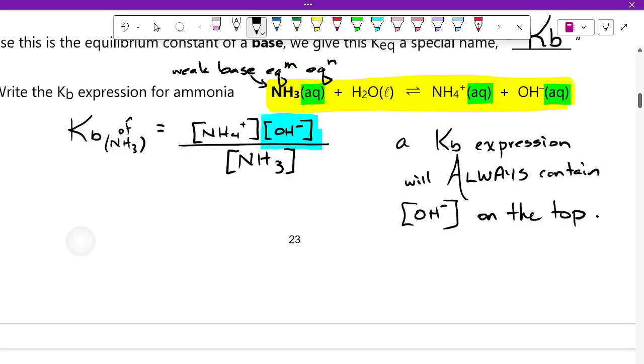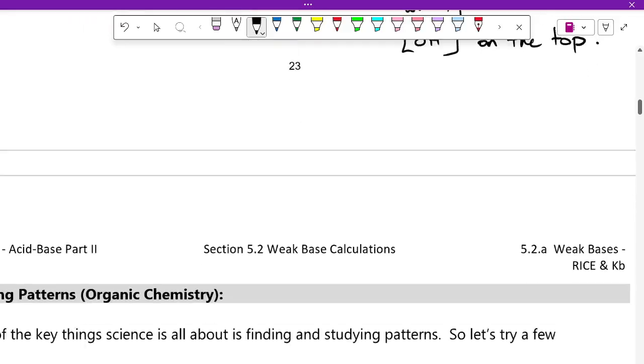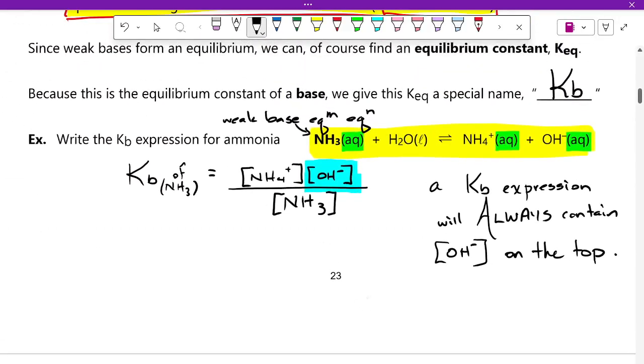Any other questions? We're good? Okay. There are so many K's. How do you know which one to use? When it's an acid, use Ka. When it's a base, use Kb. When it's a low solubility thing, use the solubility product constant. That's it.